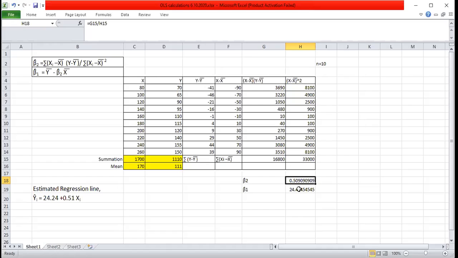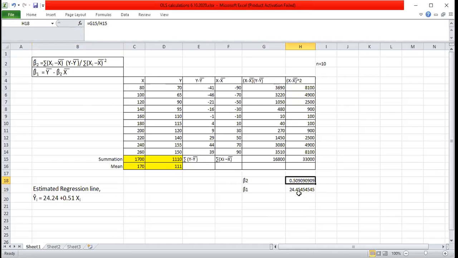Okay, let me first find this one. Beta 1. How do you find beta 1? What is the formula for beta 1 hat? Beta 1 hat equals y bar minus beta 2 hat x bar. What is y bar? It's 111. Here, 111 minus beta 2 hat. What is beta 2 hat? Here, 0.51, which is H18.